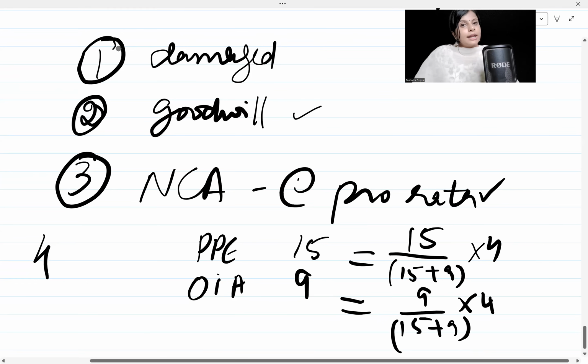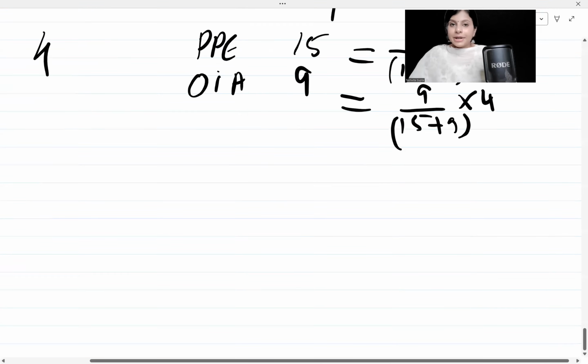Do I impair current assets? The answer is a big no, no. Why? Because current assets are already at the lower of carrying amount and recoverable amount. I need not impair them further. So this is something that all should remember from impairment.